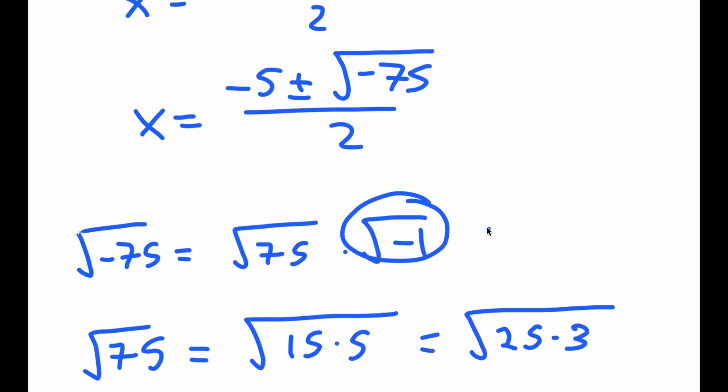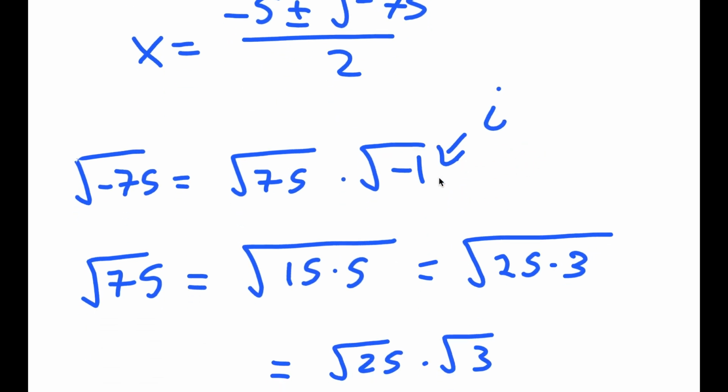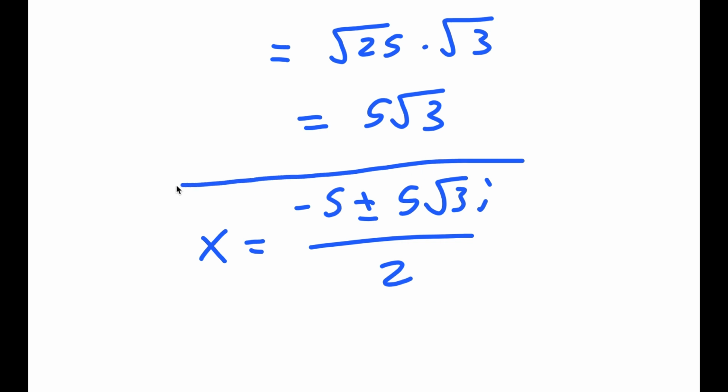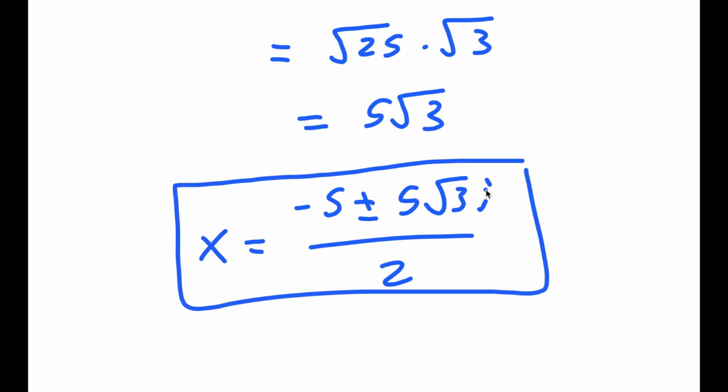And the square root of negative 1, if you guys already know, is equal to the imaginary number i. So I get x is equal to negative 5 plus or minus 5 root 3 i over 2. So these are two more imaginary solutions to my equation.